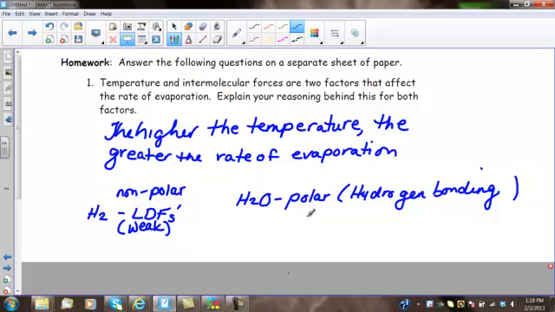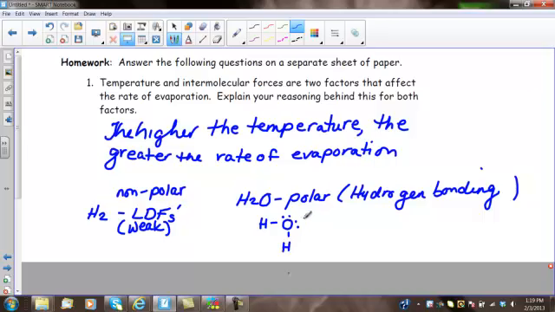Now, one thing that I see students often making the mistake about, when we say hydrogen bonding, we say that when hydrogen bonds with NOF, nitrogen, oxygen, or fluorine. But we're not talking about the intramolecular forces. We're talking about the intermolecular forces.